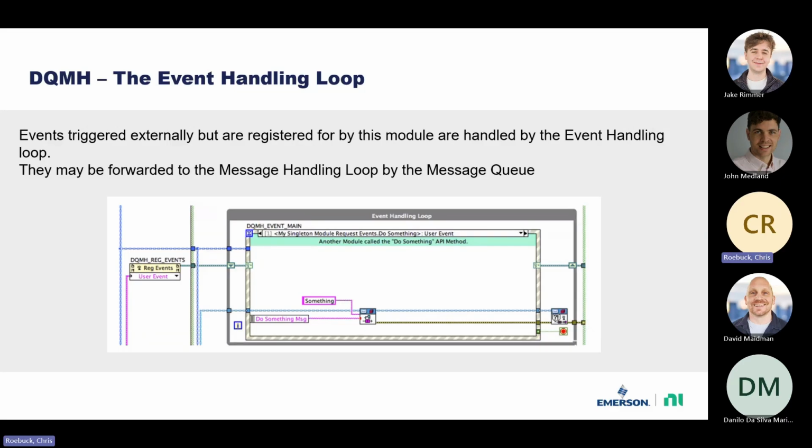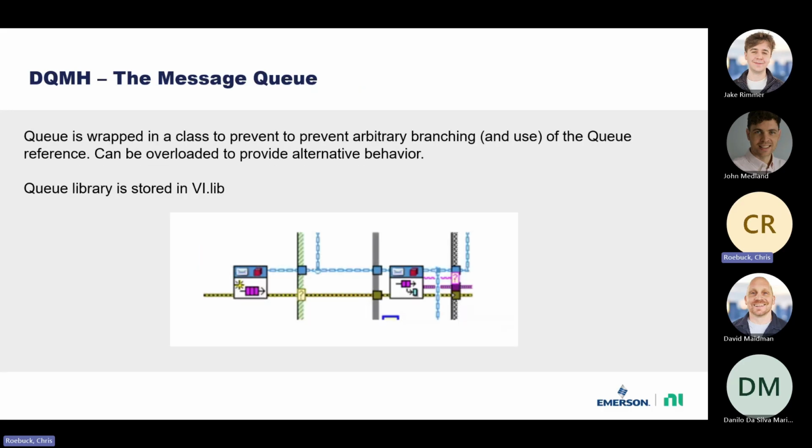So we've got an event handling loop at the top. Events are triggered externally, but are registered for by this module and are handled by the event handling loop. So when something happens, the event handling loop handles it, and it may forward that event to the message handling loop. So there we can see something happened and we're going to put it into that queue and we will handle it in the message handling loop.